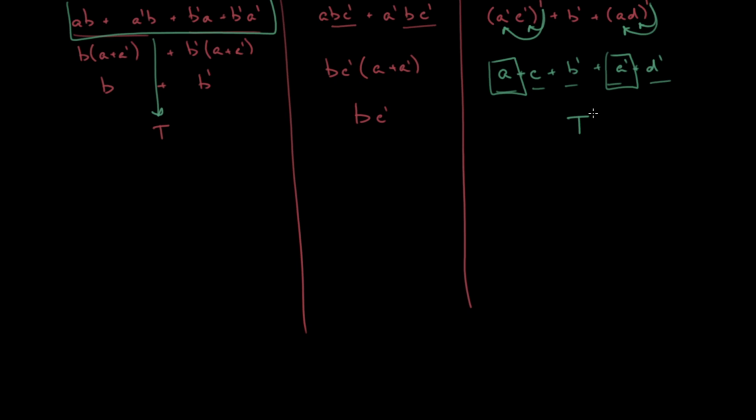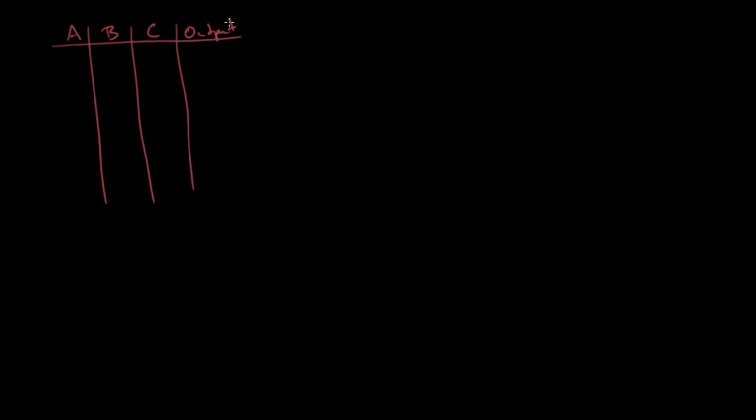So now the question is, can I work my way backwards? What if I'm given a truth value, and I want to figure out what the Boolean expression is. So for example, I'm going to have 3 inputs this time. I'm going to have A, B, C, and some mystery output which I would like to write an expression for. And so here's what my table looks like.